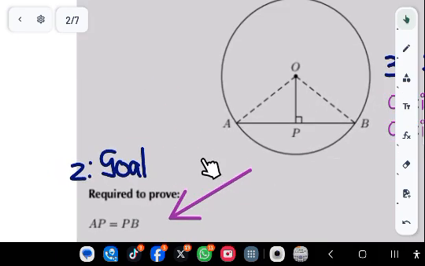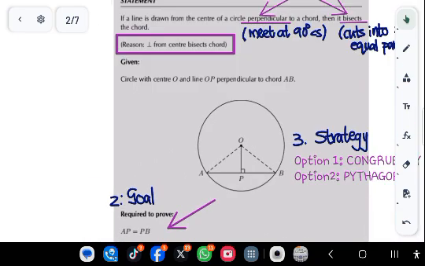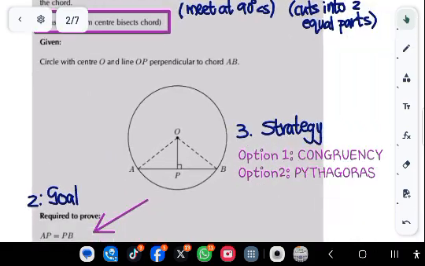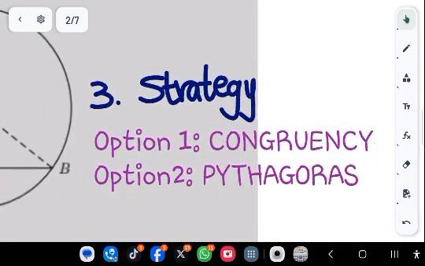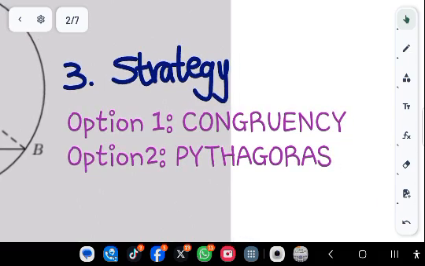Now, in this case, you are required to prove that AP is equal to PB. And I'm going to explain exactly how we arrive at that conclusion and why we end up doing that from the words and you understanding the words. Number 3, the strategy. Pick a strategy. What strategy are you going to use? For this first one in particular, you've got 2 options. The first one is to use congruency. Number 2 is to use the theorem of Pythagoras in order to prove that. We're going to do a deep dive just in a second. So bear with me. I'm going to show you exactly what I mean.